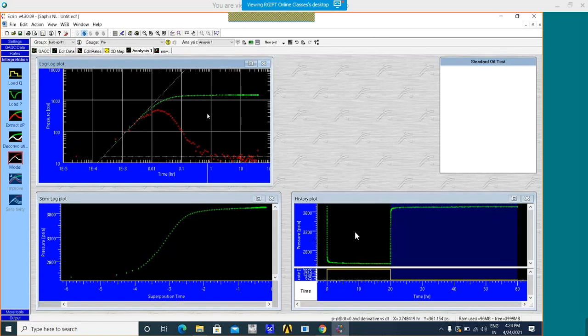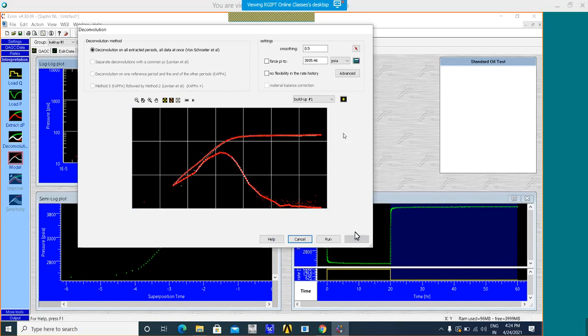This pressure derivative curve. So now I can do deconvolution. So in deconvolution again, I'm using a smoothing of 0.2, 0.3. So then run and then okay. So the final graph will look like this. Okay. So in this graph, you can see some wellbore storage is still here. Okay, somewhere here it is matching, here it is leaving, so it is called changing wellbore storage, changing wellbore storage. Okay.